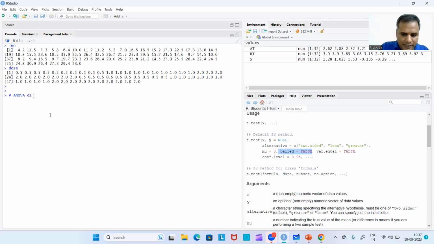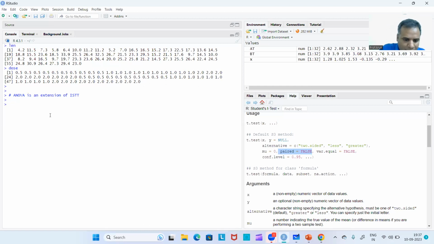ANOVA is an extension of independent sample t-test. Agree or not? Yes, agree sir. In independent sample t-test, you have 2 categories. In ANOVA, you have more than 2 categories.